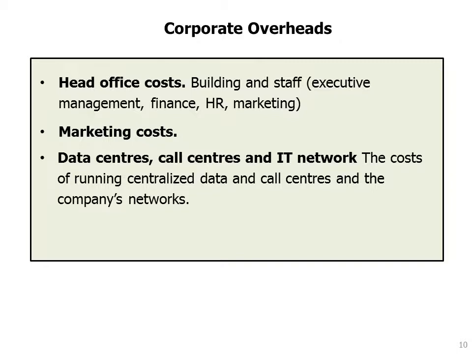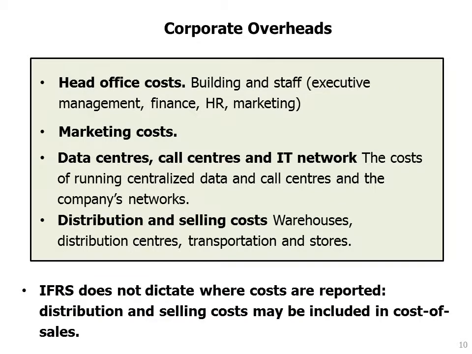In some firms, these costs may be allocated to production units rather than taken as other expenses. But some firms will report these costs as within corporate overheads. And the same occurs in terms of distribution and selling costs. So warehouses, distribution centers, transportation, and stores. Some firms report these costs as corporate overheads. Some allocate these costs to the firm's manufacturing overheads, where they become part of the manufacturing overheads and are then treated as period costs. IFRS does not dictate where these costs are reported.